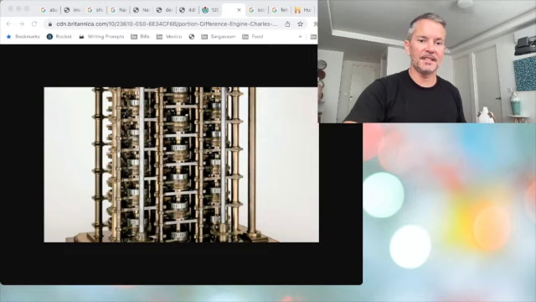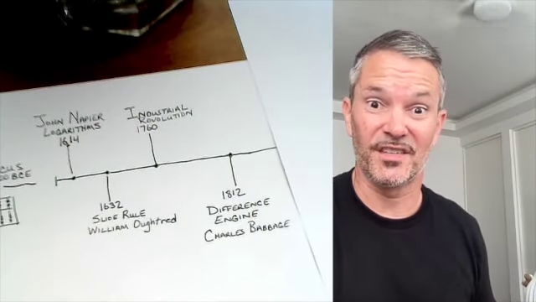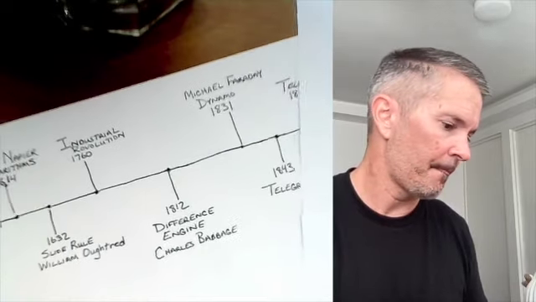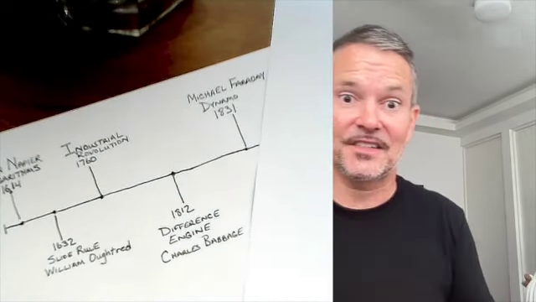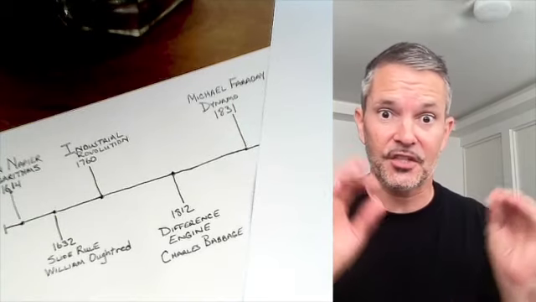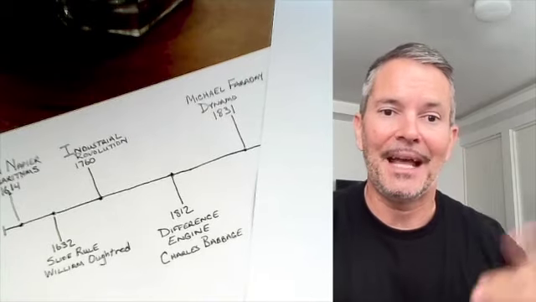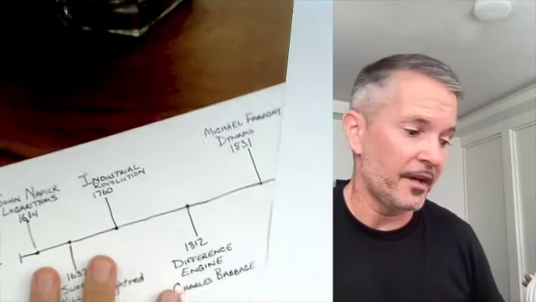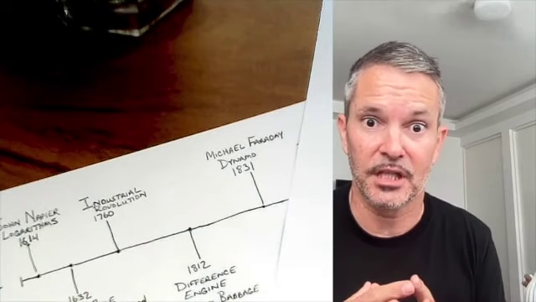So that gets us up to 1812. Charles Babbage and his difference engine. So what happens in the next years? I just want to situate you in history. So by 1831, Michael Faraday had invented the dynamo, which allowed the production of electricity.